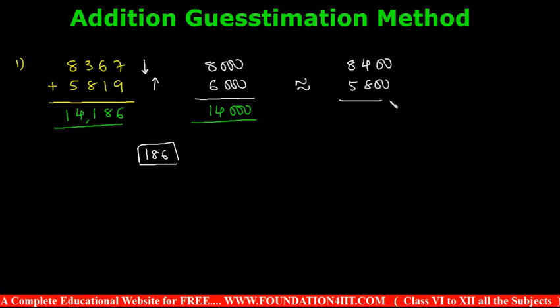Taking the nearest hundreds, we get 8 plus 5 is 13, and 400 plus 800 is 1200, so 14,200. The original answer is 14,186 and this is 14,200, so the difference is only 14. That is hardly a 1% difference when you make it nearest to hundreds. This is the technique you can follow when you are guessing. Normally you get at least a 1 to 2% difference.